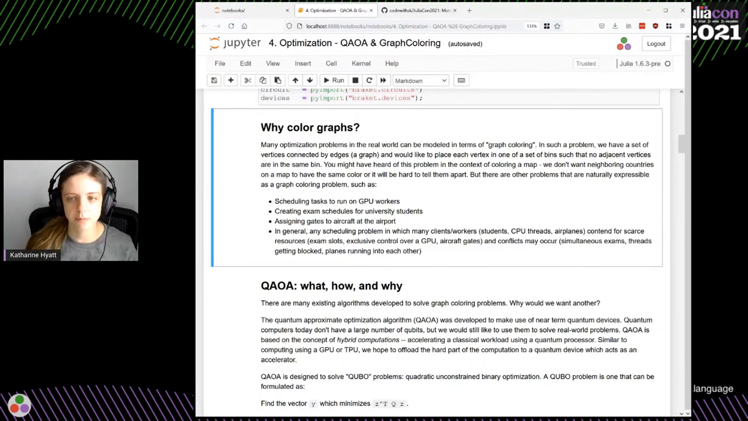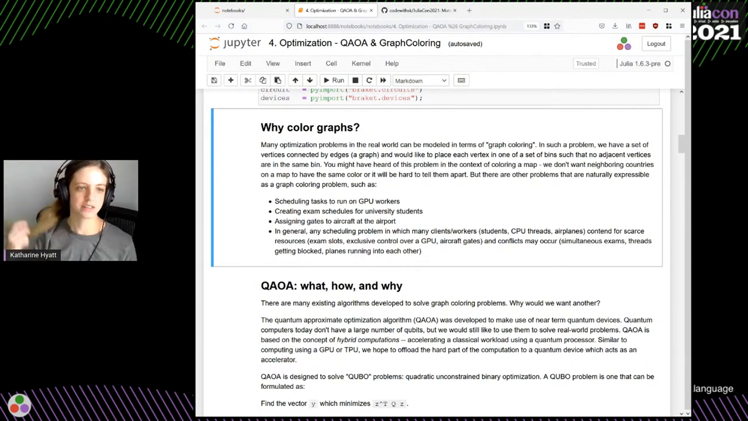In general, any problem where we have some sort of scheduling constraint, where I have many clients or workers that need to access scarce resources, and there can be conflicts, can usually be phrased in terms of some sort of graph coloring problem. You might have noticed a similar theme here, where there are many clients all trying to access a very scarce resource, and they can't physically be in 2 places at once. That's true of both subway trains and university students, planes, I don't know.